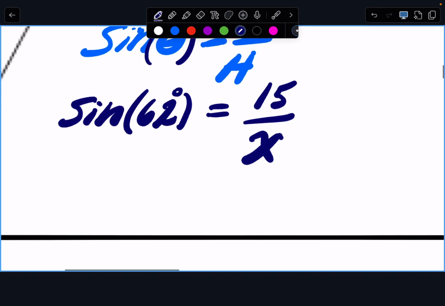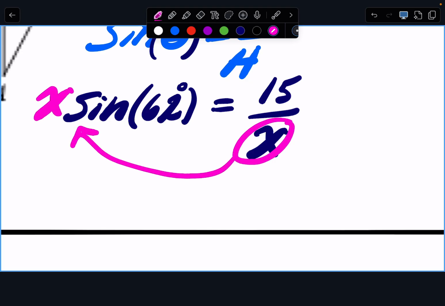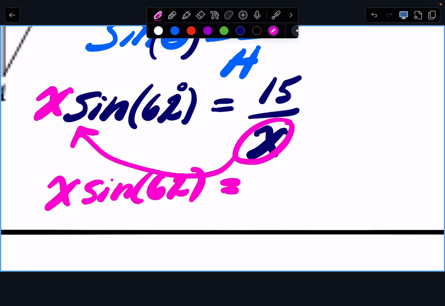X is the only unknown. And now this is basic algebra. Get x alone. So it kills me because I'd get secondary 3 students from secondary 2 where you guys are at, and you won't be these kids, and they could not solve this. This is basic algebra. This is like 2nd grade algebra. How do you get x out of a denominator? So times x over here. So then you have x sine of 62 equals 15.